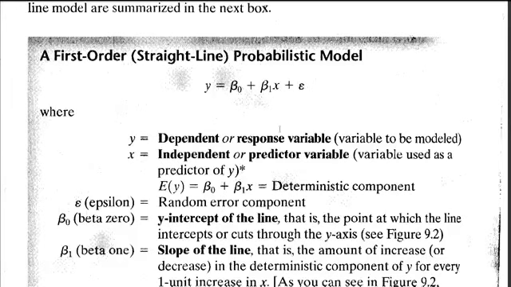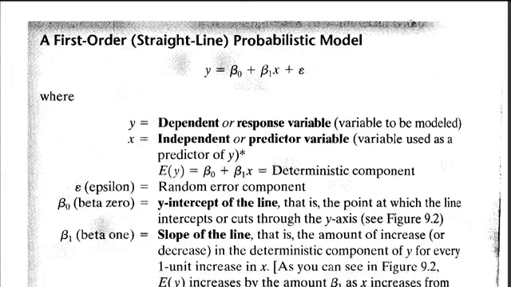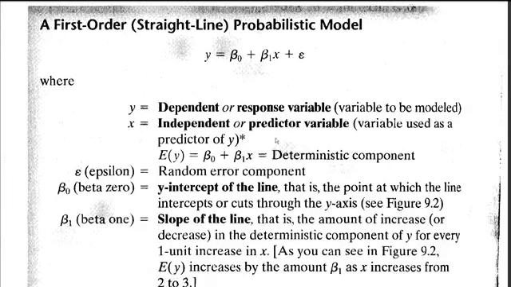Beta sub 0 is the y-intercept of the line, right? I think that's easy to see. That is the point at which the line intercepts or cuts through the y-axis. Beta 1 is the slope of the line, right? That is the amount of increase or decrease in the deterministic component of y for every 1 unit increase in x, right? That's what we mean by the slope. As you increase x by 1, you get a change in y of beta sub 1.